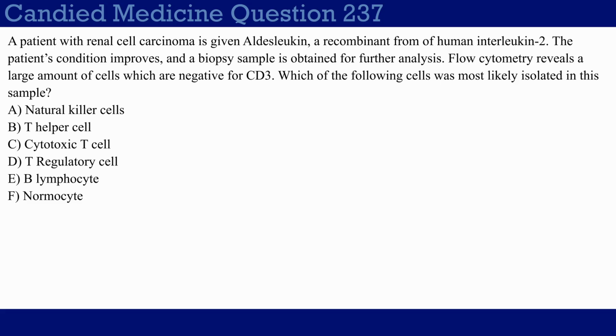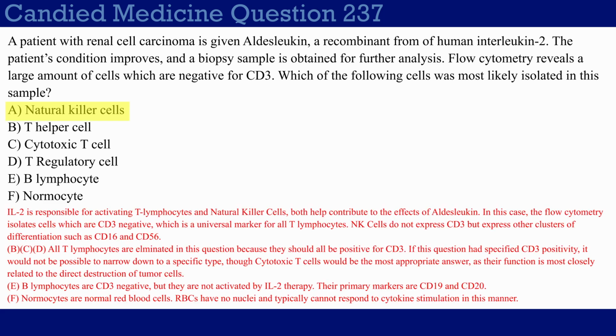So once again, kind of a basic immunology question because I'm basically asking you what IL-2 does, but I throw you a curveball here because a lot of you will sit down and only memorize that IL-2 stimulates T cells, but you also need to remember that IL-2 also stimulates natural killer cells. Because we've detected cells that are negative for CD3, we can eliminate the possibility of any T cells being isolated in the sample, which is why choice A, natural killer cells, is the correct answer.